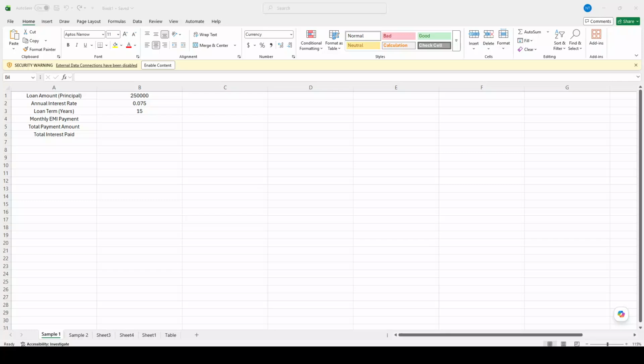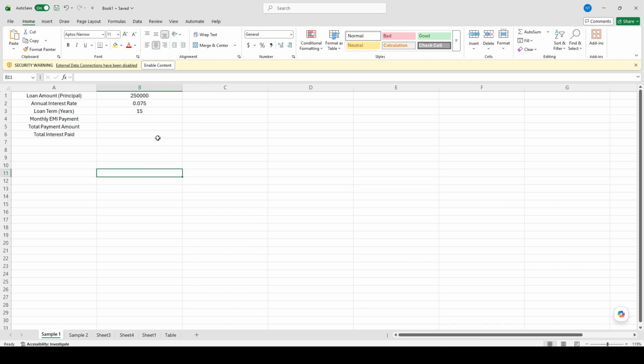In today's video, I am going to teach you how to calculate loan EMI in Microsoft Excel. We will use a simple Excel worksheet to calculate three important loan values: the fixed monthly EMI, the total amount paid over the full loan period, and the total interest cost.